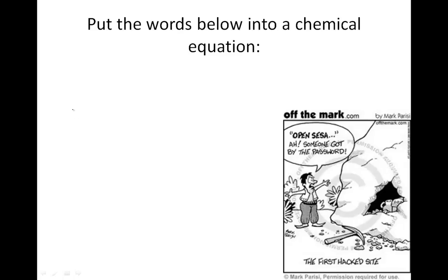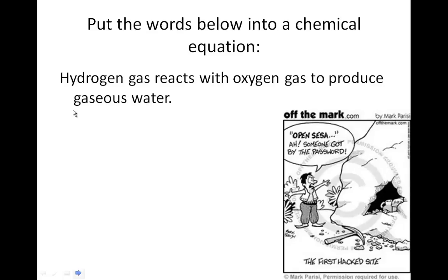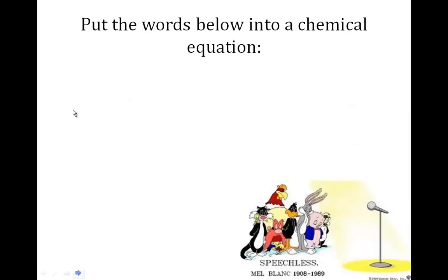Put the words below into a chemical equation. This is a little easier. Hydrogen gas. H2 little g. Reacts with, that's plus sign. Oxygen gas, that's O2 little g. Now why are my twos here? Oh, they're diatomic elements. Now I know why we did all that naming stuff before. To produce, that's yields, water, H2O. Hey, that's nice. Okay, so our words are getting better and better at translating.